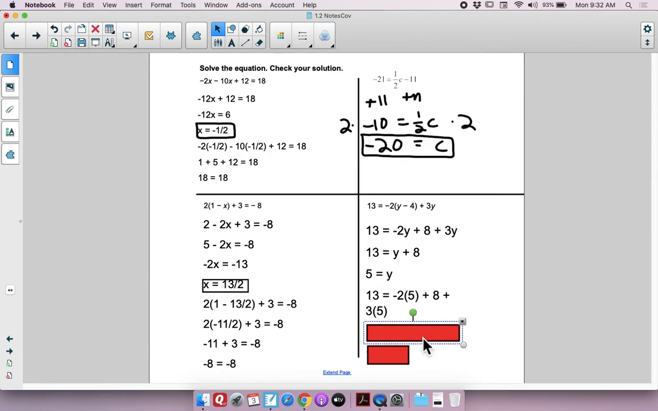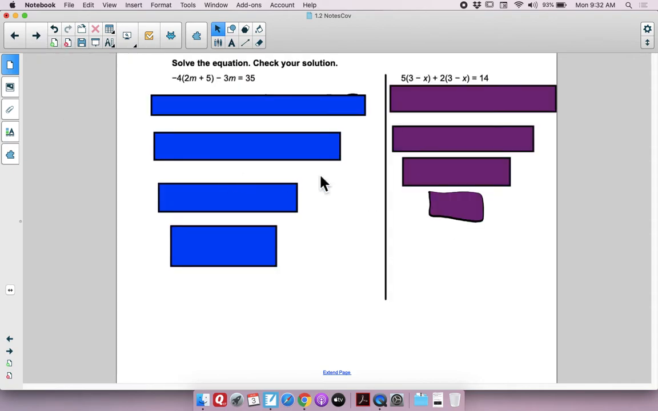Check. Plug it in. Yay, it works. Okay. Again, I hope you're really working through these on your own and then watching me do it. And if you make a mistake, you can learn from that mistake. Totally important. Okay. All right, here's two more. So go ahead and try these.